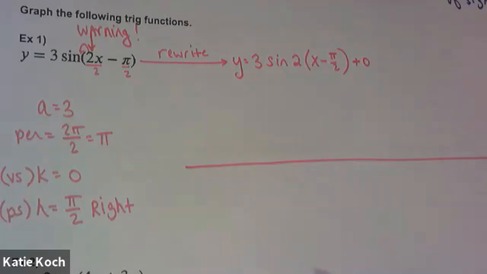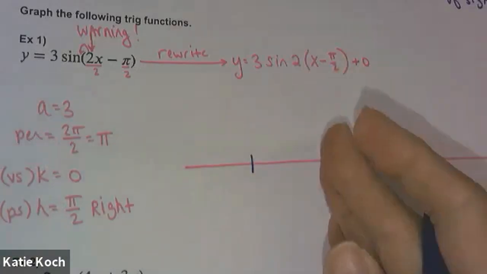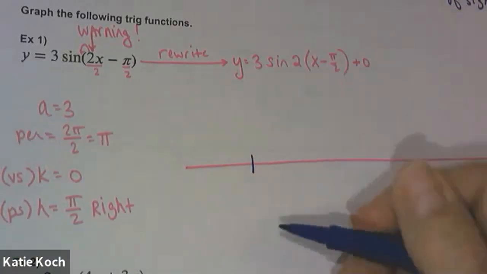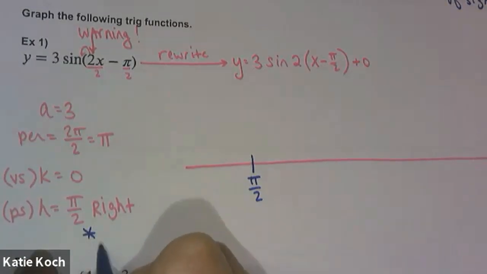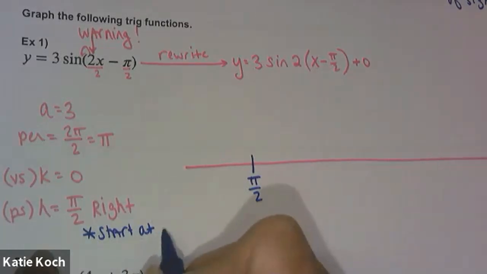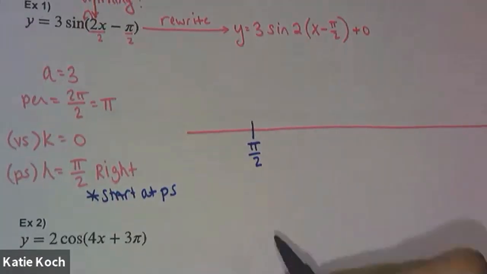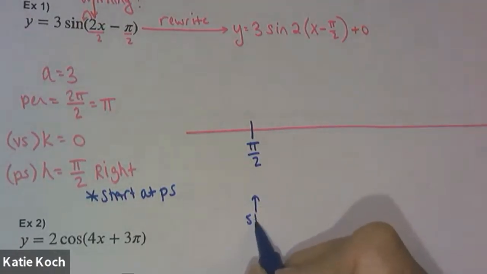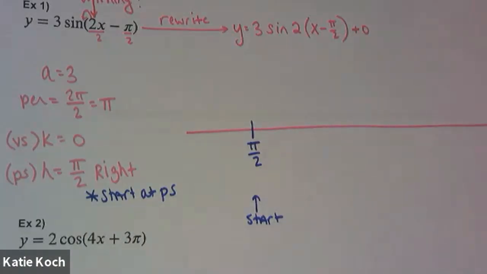Instead, let's start at a little tick mark here. This is going to be my start. Let's start pi halves to the right. No longer do we start at the y-axis. We're going to start at pi halves. So I'm actually going to put a little star here, and I'm going to remind you that we start at the phase shift. Start at PS. And I'm going to tell my brain, okay, right here is where I'm going to start. Now, you don't have to write all of that, but this is the first time we're doing this, so I want to kind of talk you through what my brain is thinking.